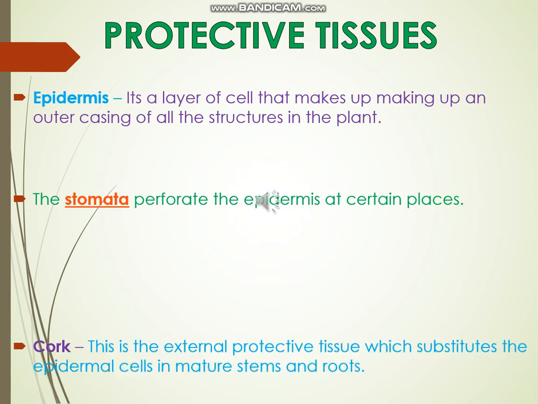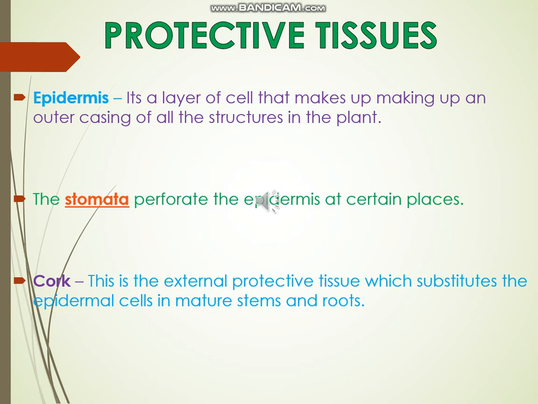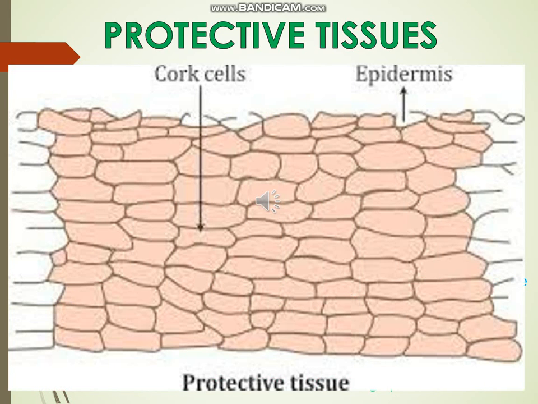Next one is cork. This is the external protective tissue which substitutes the epidermal cells in mature stem and roots. Cork cells are lifeless and lack intercellular gaps. Their cell walls are coagulated by suberin, which makes them impervious to gas and water molecules.